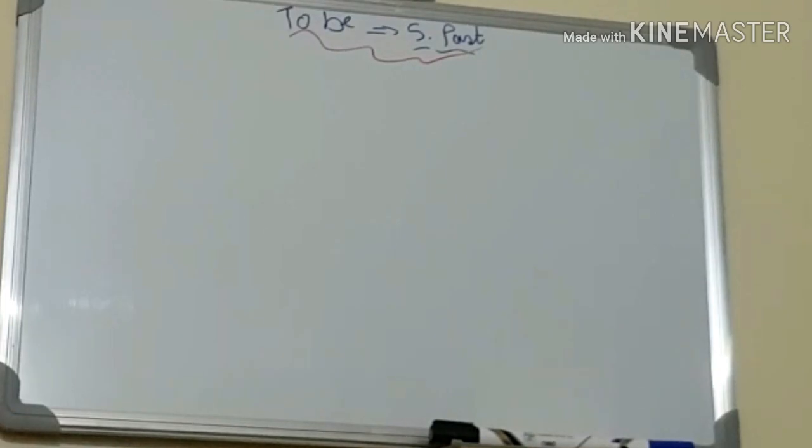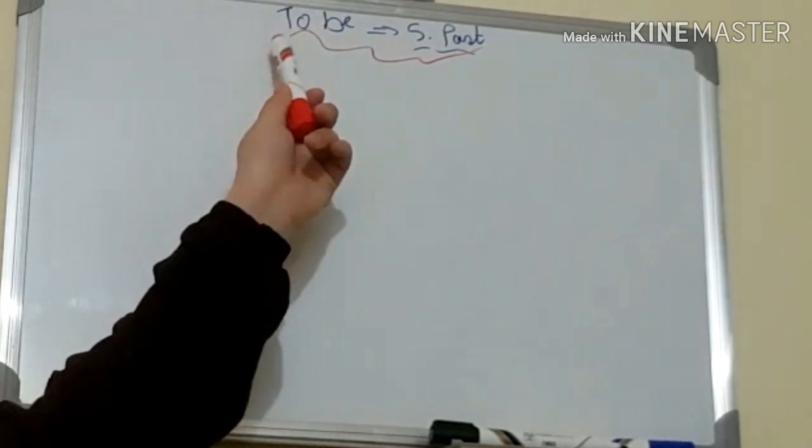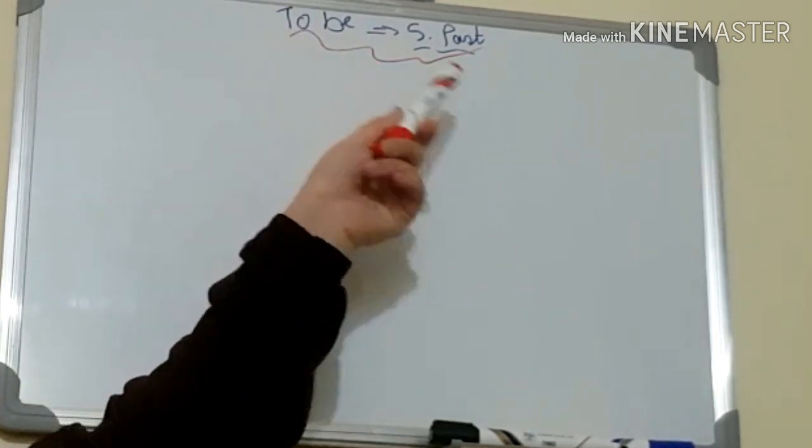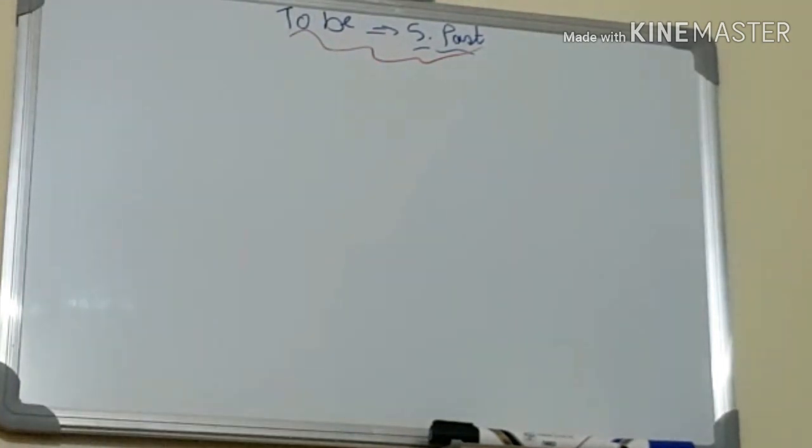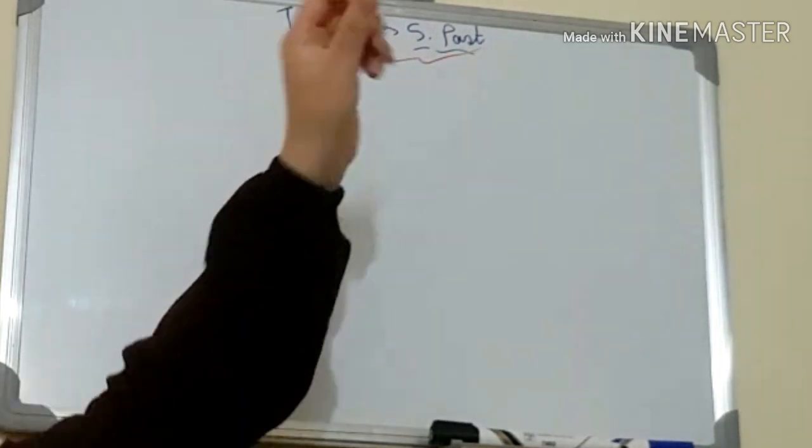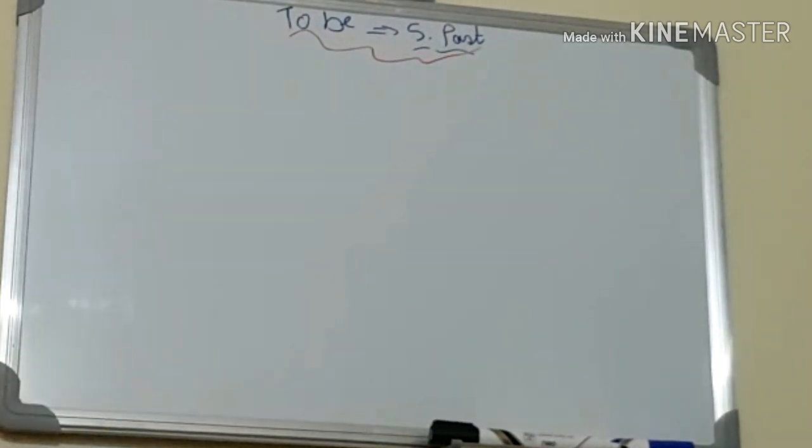Okay, so hello again. مرحبا بكم مجددا. As we have seen in the previous video, we have seen to be in the simple present. رأينا في الفيديو السابق كيفية تصريف الفعل to be in simple present and now we will see it in the simple past. الآن سوف نرى كيفية تصريف فعل to be في الماضي أو في الماضي البسيط.